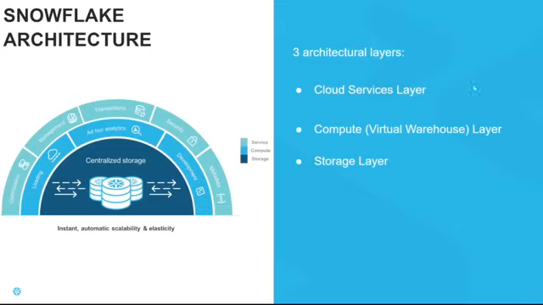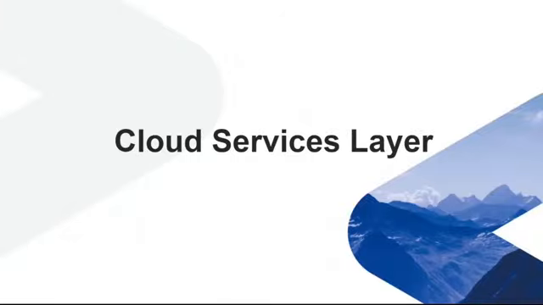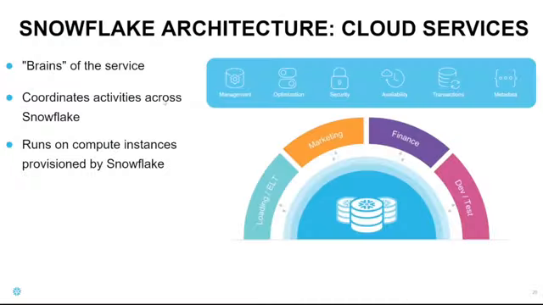Now let's see the different layers that we currently have in Snowflake. Currently we have three layers. The first is the cloud service layer. The second is the compute, which is also called the virtual warehouse layer, and the third is the storage layer where the data is going to get stored. Now let's see each of the layers one by one. First is the cloud service layer. The cloud service layer is called the brain of Snowflake.